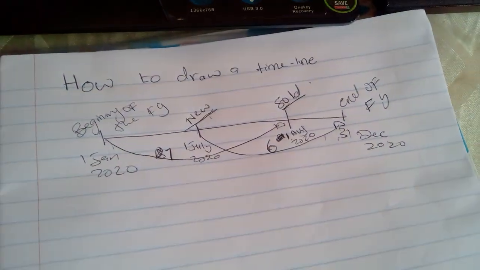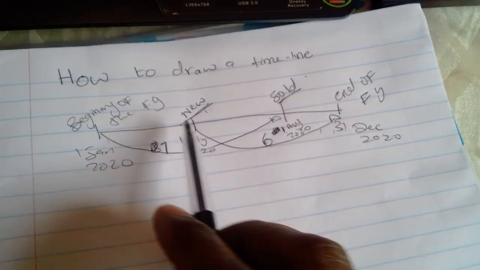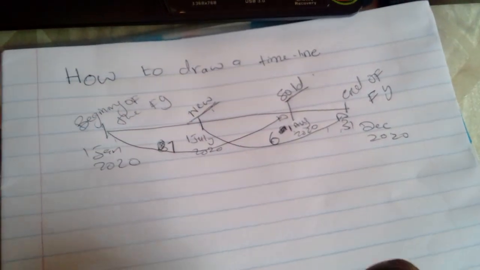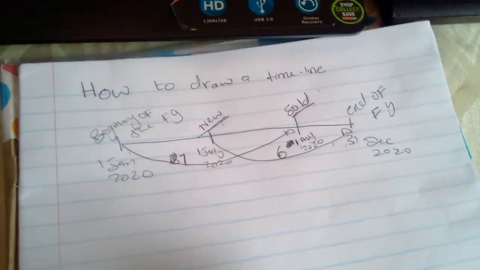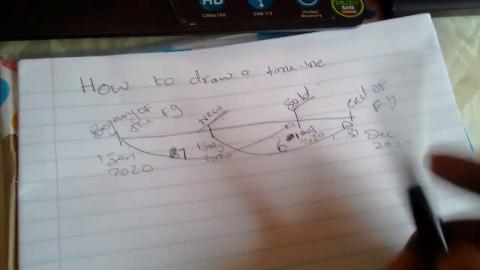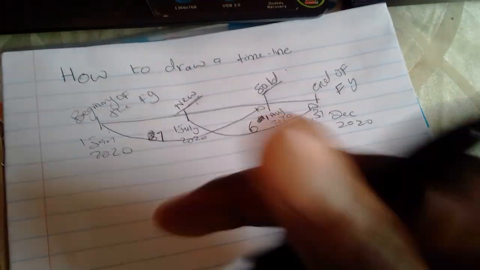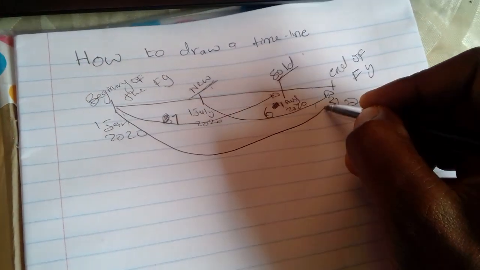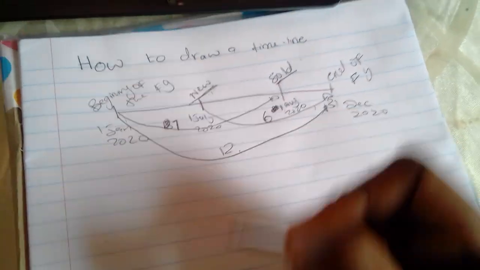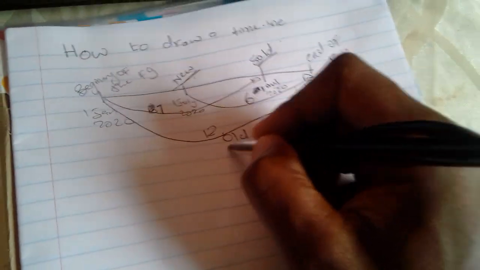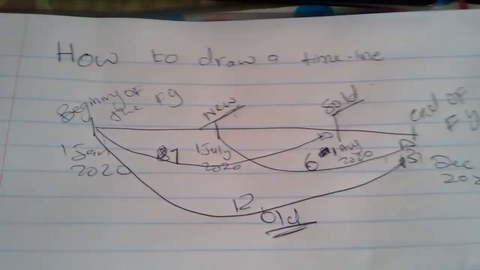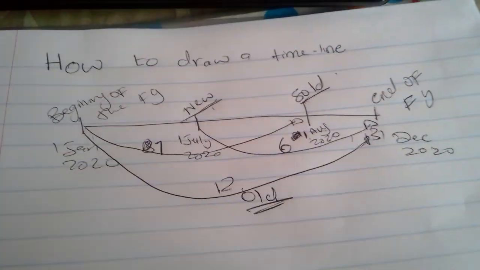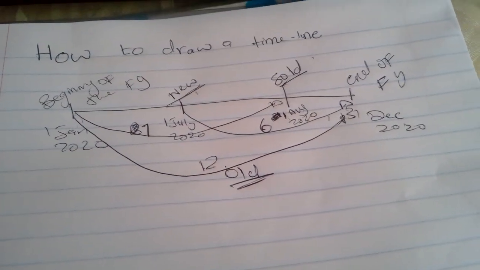Now, when you calculate depreciation for the current period, for the sold asset you're going to use 7 months, and for the new one it is going to be 6 months. And we also have the assets which have spent the whole year, which means 12 months. That is the old assets, all the assets. So let's continue by explaining what depreciation is.